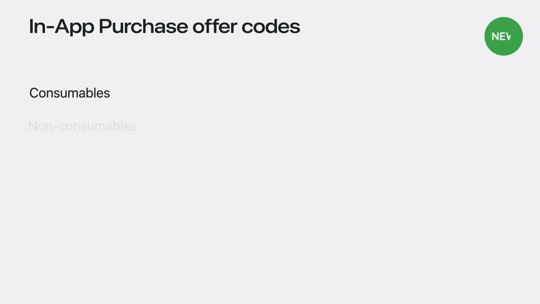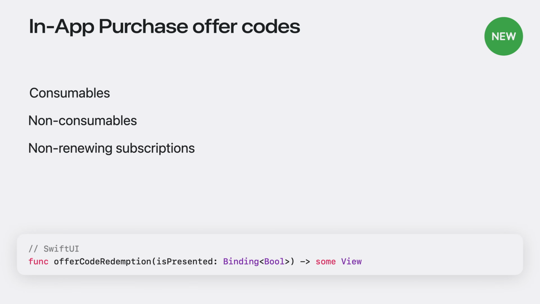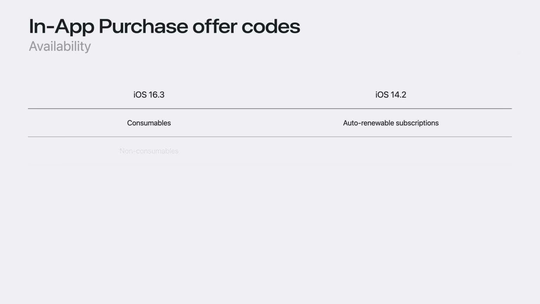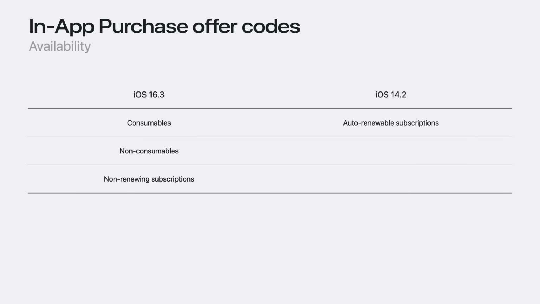I'm excited to share offer codes are now available for consumables, non-consumables, and non-renewing subscriptions. Customers can redeem offer codes within your app through the Offer Code Redemption API. If your app uses UIKit, you use the Present Offer Code Redeem Sheet API. Redeeming offer codes for consumables, non-consumables, and non-renewing subscriptions is available back to iOS 16.3.